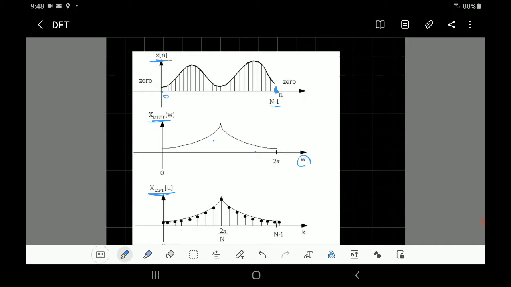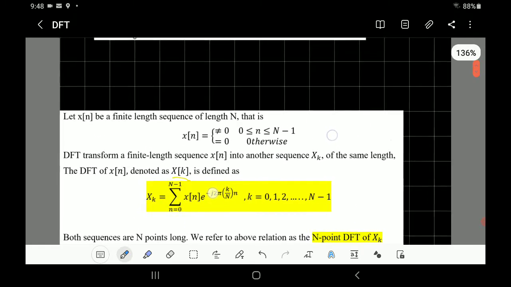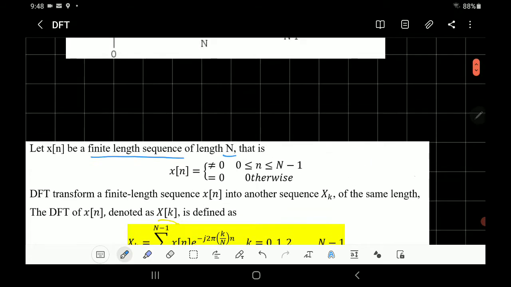How can we perform discrete Fourier transform? First of all, we should know that the signal or the sequence we are going to operate on should have a finite length sequence. We call it n. What does it mean? Let me give you a simple example. Let's say that you have a sequence and that's n equals 0, start n equals 0, and you have a value at n equal 1, another value at 2, at 3, at 4.